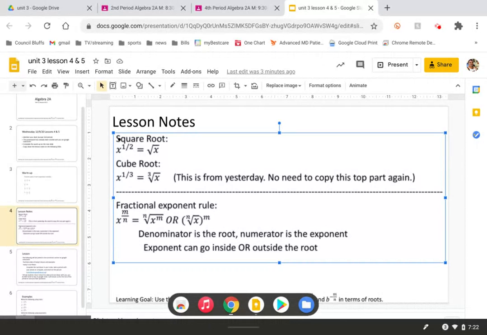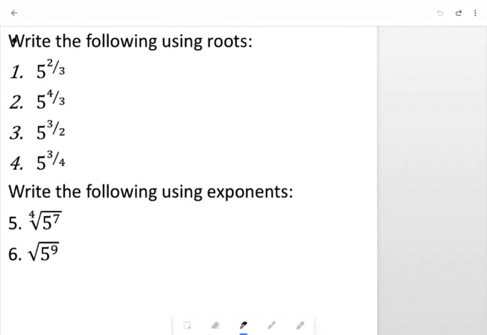So to show you what I mean by that, I'm going to go to the examples. So we're going to write the following using roots, okay? So which means there's going to be some sort of root. Now, when I write a root, I always put out here, like if it's a cube root, I write that. If it's a fourth root, a fifth root, so on and so forth. The only time I don't have to write the root is if it's a square root. If there's no number outside here, we assume it's a square root, okay?